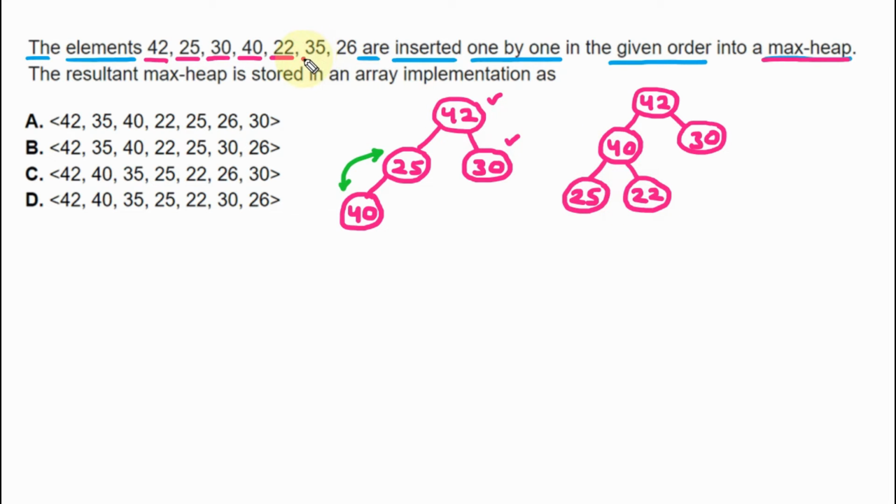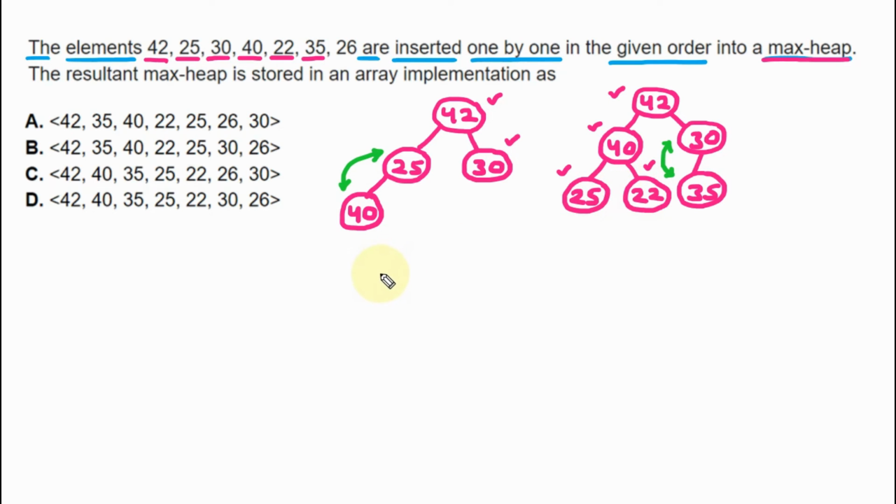Next element is 35. So here 35 will come at the left hand side because we know that we go from left to right. Now again we are checking, is it a max heap? 42 is largest on the top. The next level should have the two largest, but here 40 is okay. 35 should come above because 35 is greater than 30. So the parent should be 35. In that case we need to swap these two elements, 35 and 30, and the remaining elements like 42, 40, 25 and 22 will remain as they are.